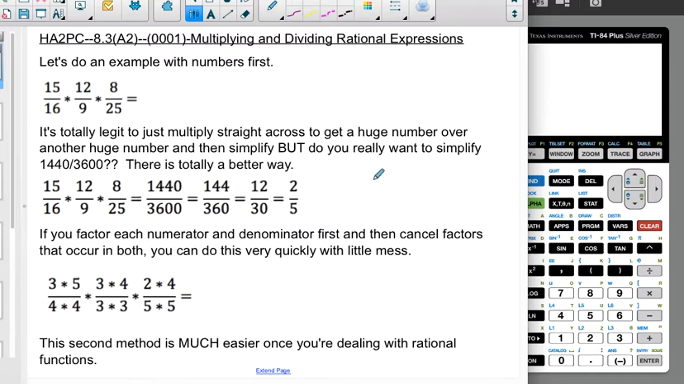All right, this is Honors Algebra 2 Pre-Calculus. We're doing 8.3 in Algebra 2. This is our first video in the section. We're multiplying and dividing rational expressions.